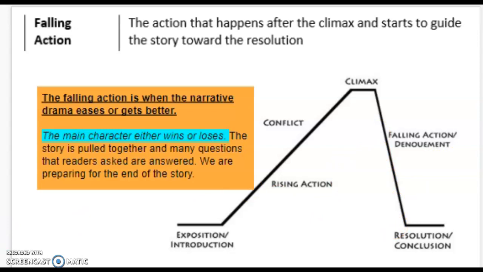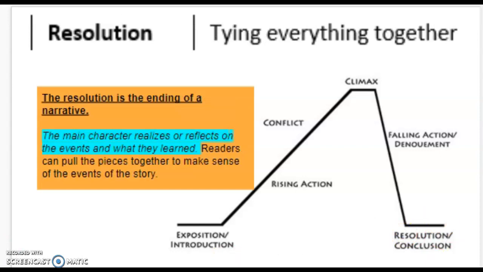And the last piece of our plot diagram we're going to look at is the resolution. And the resolution is where everything gets tied together. It is the ending of a narrative. So this is where the main character realizes or reflects on the events and what they learned. So in the climax is kind of where the character starts to make that change, and most of the time it's for the better. In the resolution, the character realizes the change that they made and kind of goes back and makes a last reflection on the story or the events, and this is where the reader and everything else comes together to get ready to finish the story.